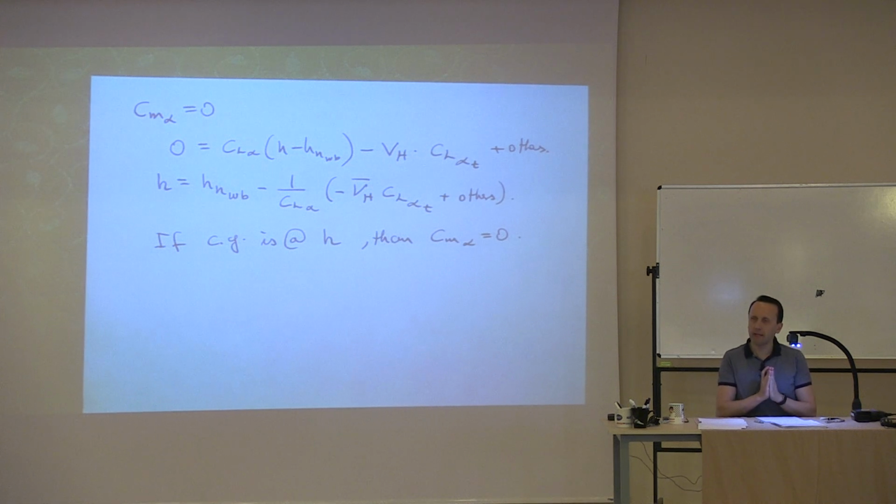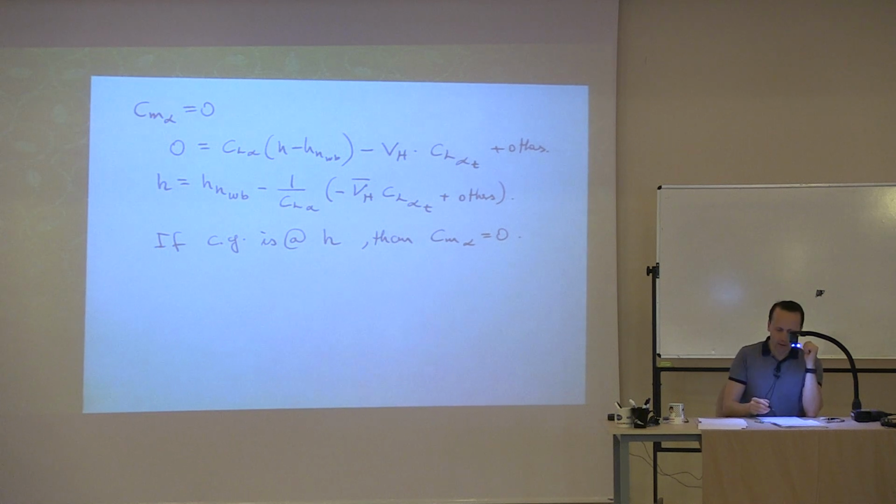Now let's look at it from another point of view. If Cm alpha is equal to 0, first of all, any questions up to this point? Do you understand what I'm doing? I mean, it's not very difficult, but you have to understand it. Are there any questions? Okay.